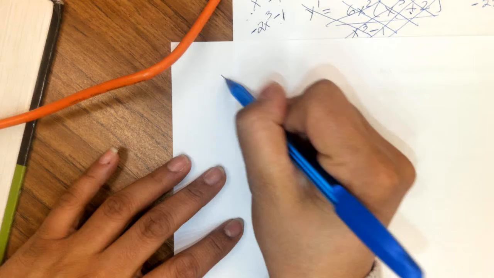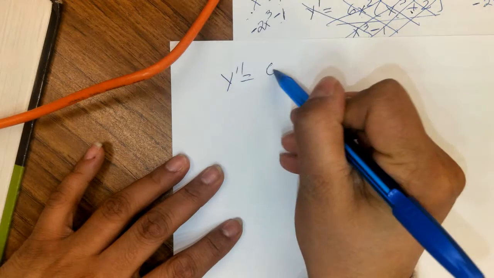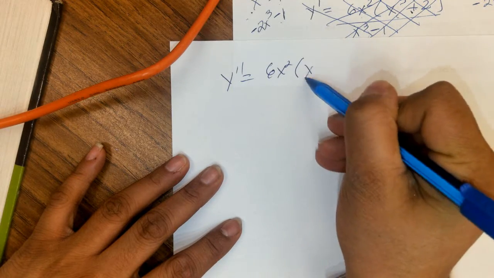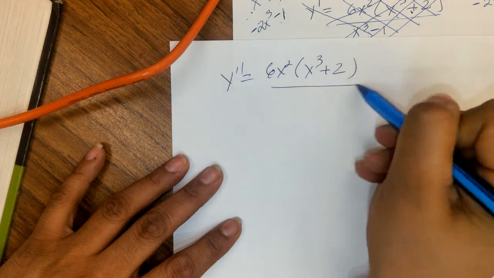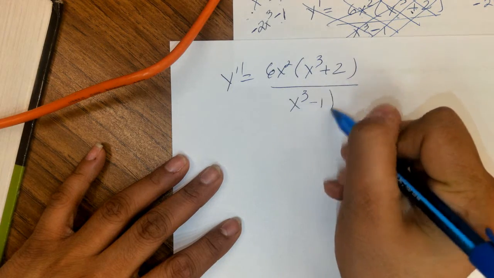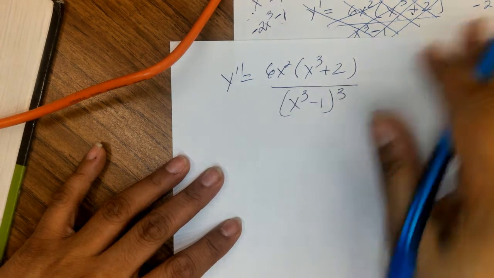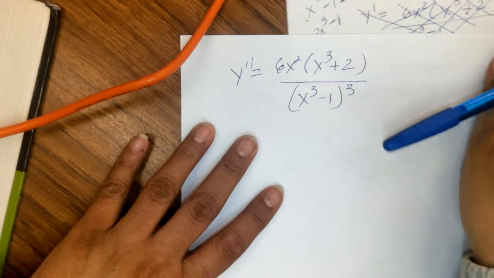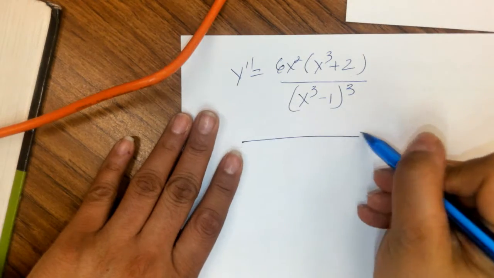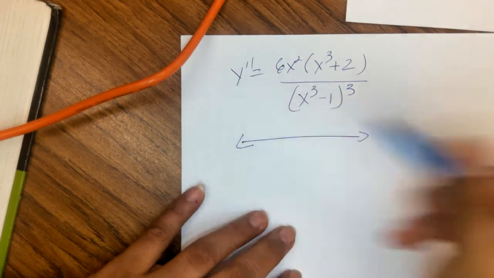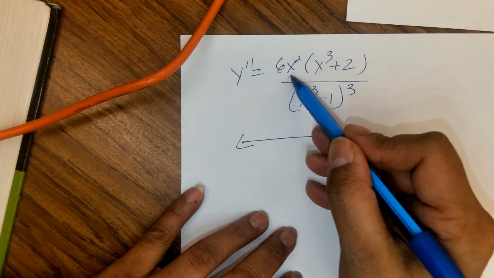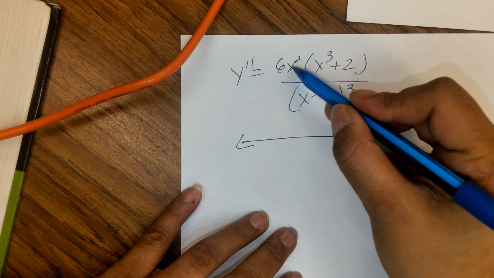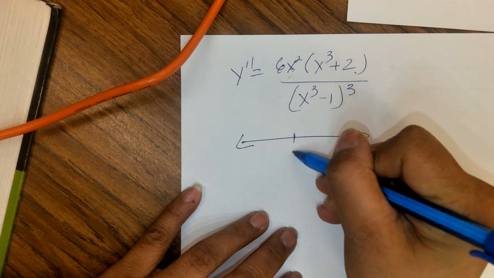So here is the second derivative, y double prime equals 6x squared times the quantity x cubed plus 2 all over x cubed minus 1. Things simplified, so I'm hoping you also simplified it, and that's what you got. So the second derivative, we're going to draw my sign chart because we want to find inflection points. First thing that's going to go on our sign chart is where I'm going to put the numerator equal to 0. This equals 0 when x equals 0.